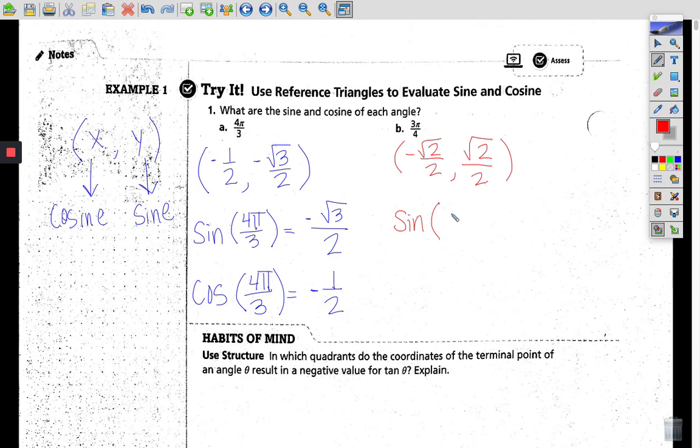So the sine of 3 pi over 4, so that's your x or y value, which one? Sine is your y value. And then cosine of 3 pi over 4 is your x value, so it's negative square root of 2 over 2.